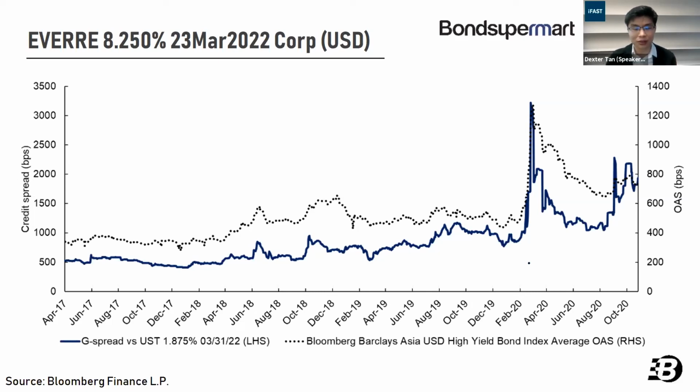You can tell that just by looking at the credit spreads of the Evergrande bond and how it moves in sync with the OAS, the option adjusted spread of Asian high yields. If you want to know, the option adjusted spread is about 1,900 basis points. So it's actually 1,900 basis points above the risk-free asset. And the yield to maturity is about 16%.